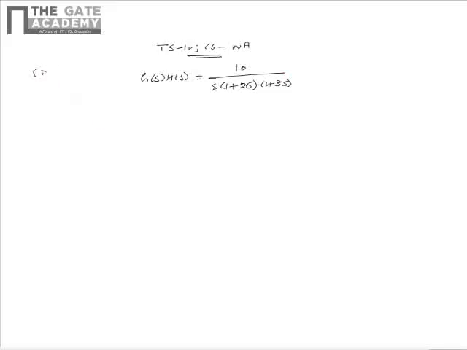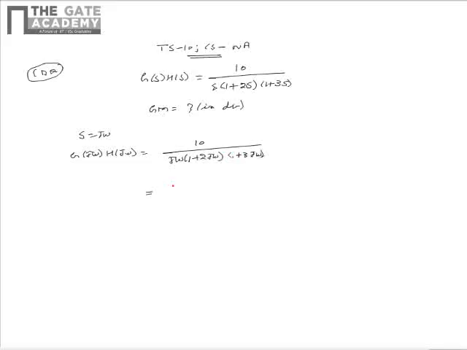Please note that this is a common data question. As per the question, we need to find the gain margin of the control system in dB. So upon substituting s equal to j omega, we see that G(j omega) H(j omega) is equal to 10 by j omega multiplied by (1 plus 2j omega) multiplied by (1 plus 3j omega).